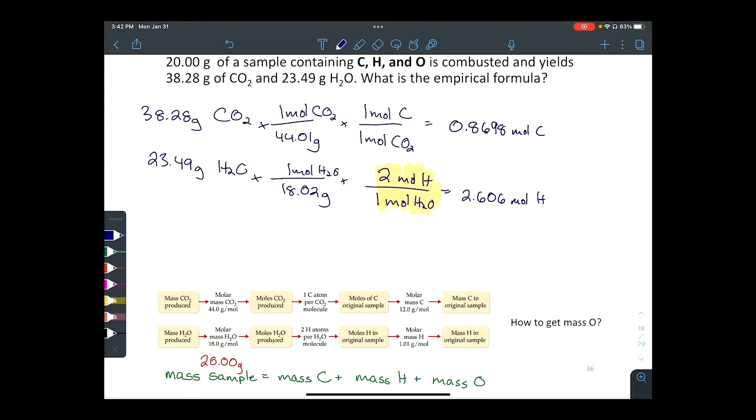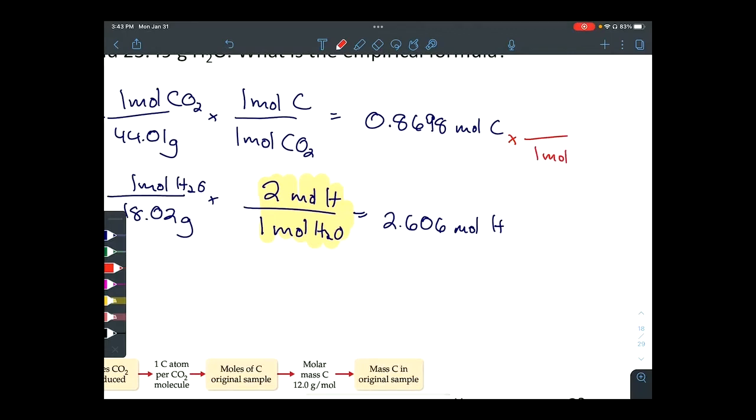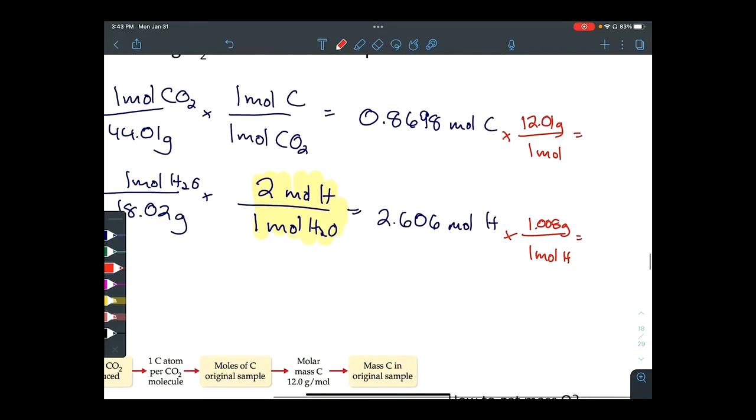And how we do that is we figure out how much mass the carbon and hydrogen occupy. Anything that's left over is oxygen. And the problem tells us the mass of our sample. The mass of the sample is 20 grams. So if we figure out the mass of carbon and the mass of hydrogen, we can figure out what's left over. Oftentimes, instead of going straight from grams of CO2 to grams of carbon, I will stopgap right here and then do the extra step: 1 mole of carbon is 12.01 grams, and 1 mole of hydrogen is 1.008 grams. Then I figure out how much both of those weigh.